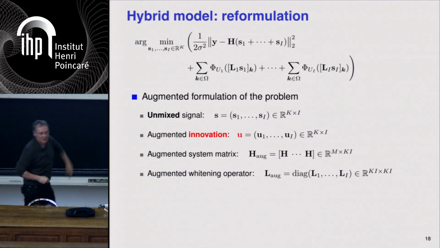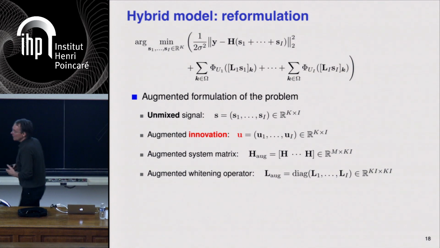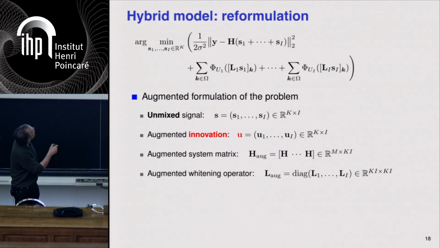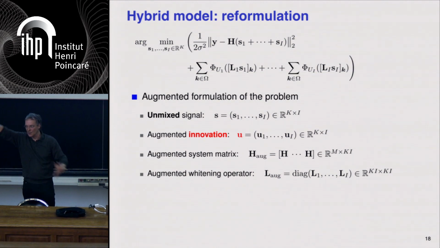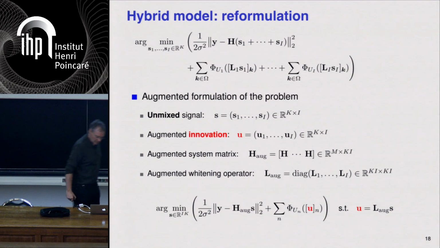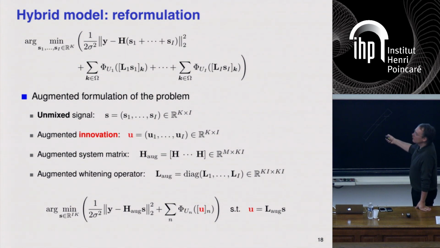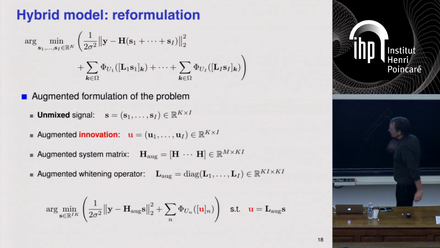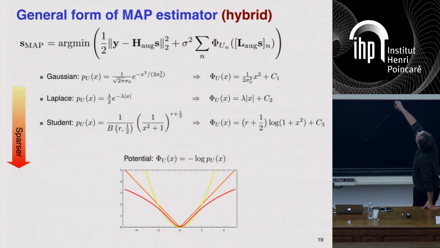I can write the augmented innovation vector. Okay, it's just I times more. I can write the augmented system matrix. It's very easy, it's just the concatenation of the same system matrix I times. I can write the augmented whitening operator. It's just the concatenation of the whitening operators with zeros elsewhere. And if I write it like that, now it looks more like what was on my first slide. Okay, so I have a system matrix, some potential function, and I can define this auxiliary variable u equal L augmented s. Okay, so actually what I have then to solve is this thing here.